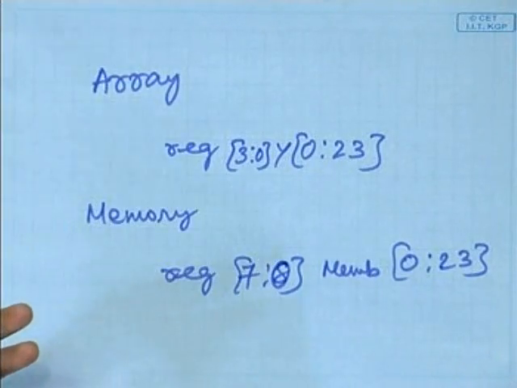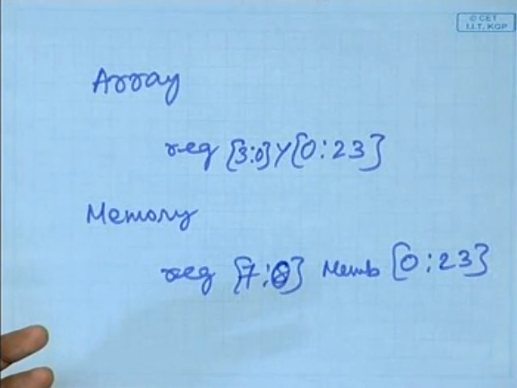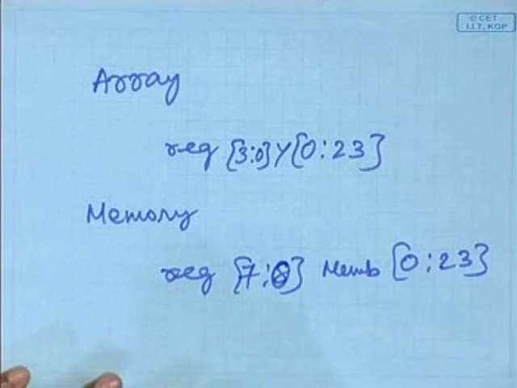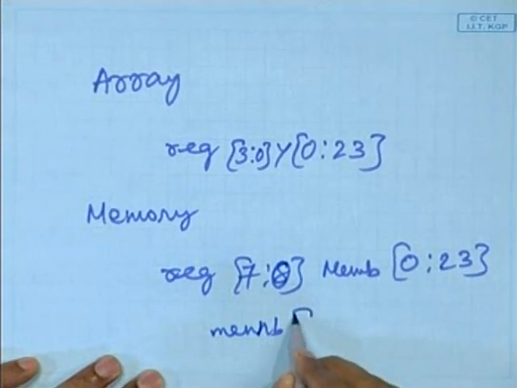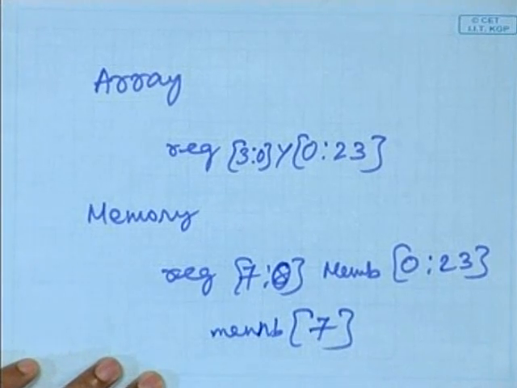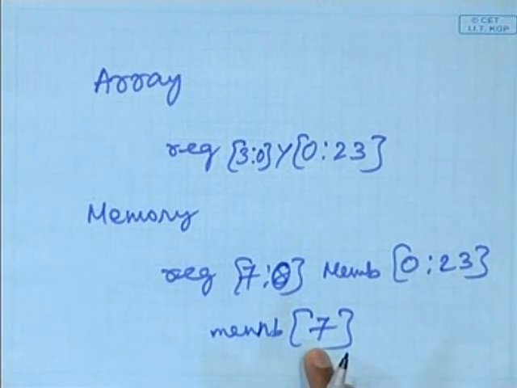So suppose you want to access the 7th byte, the 7th location. You have to write mem 7. Okay, this is the address for a particular memory location. This way you can declare or model your memory. This is an assignment for you, I am telling you in the beginning.